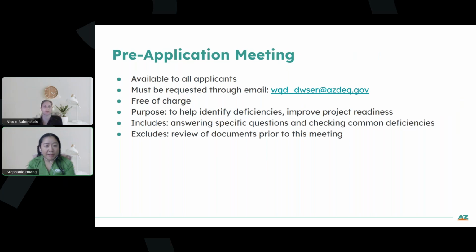So I think it's very helpful to have this pre-application meeting because, as you could see from the MyDEQ process, you'll have to submit a payment for the application. So it does behoove applicants to request this pre-application meeting to save on time and money. Next slide, please.